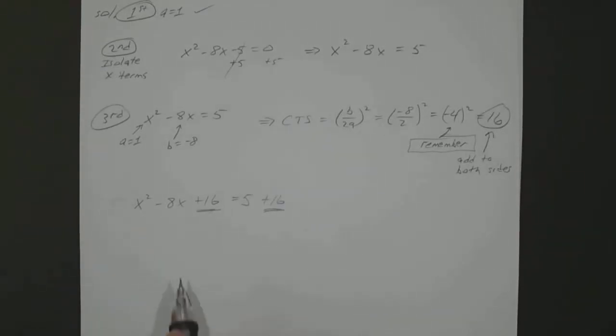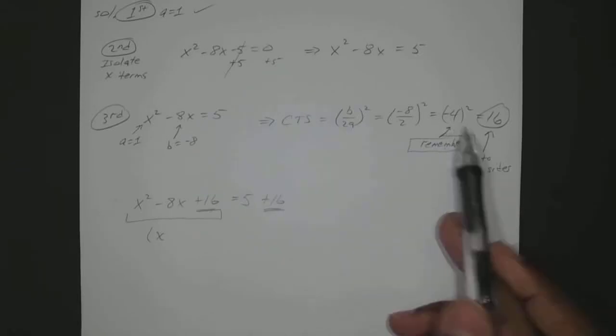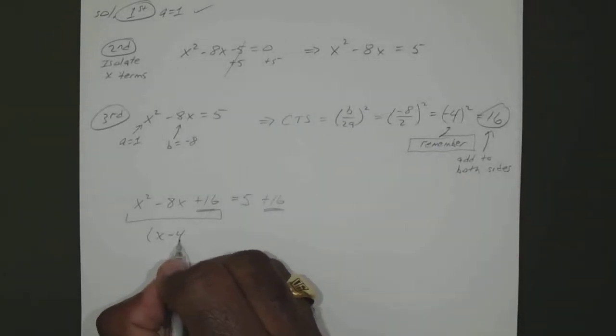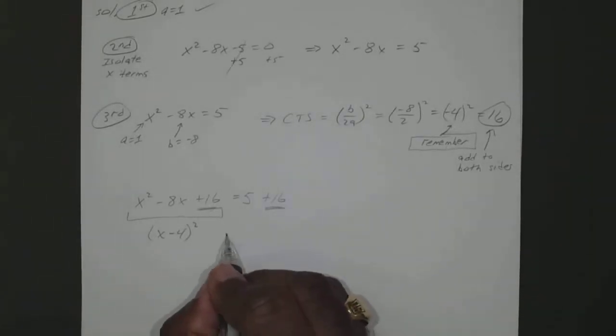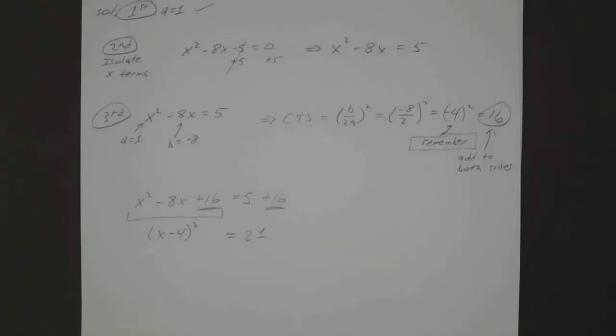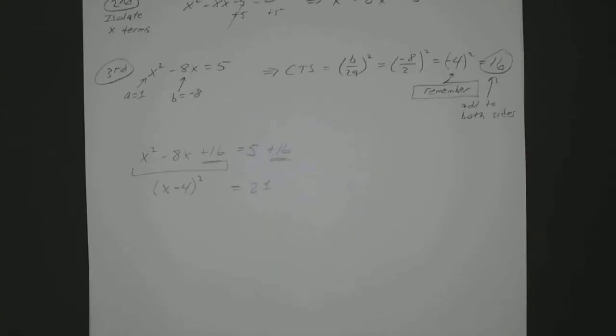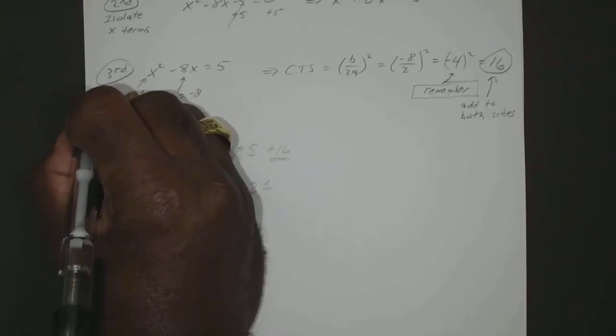Okay, and remember, if you did it right, that should be a perfect square trinomial. So this should be x, and that value you were supposed to remember, just put that in there and square it. We know it equals 5 plus 16, which is 21. So we were able to turn it into x minus 4 squared equals 21. Okay, so third, apply CTS.